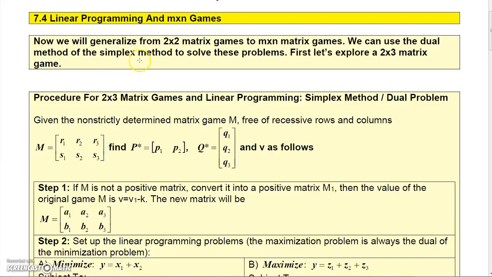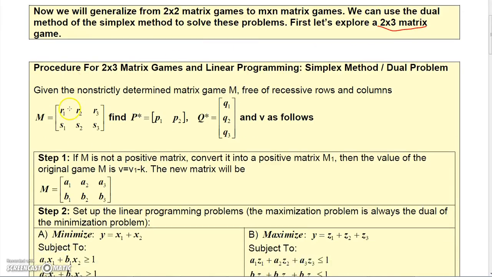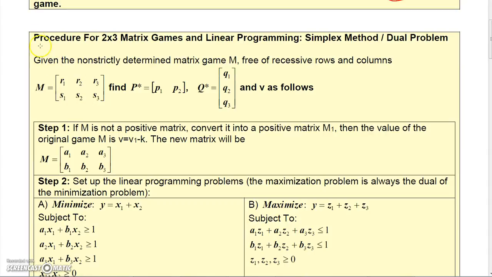Okay, now I'm going to generalize what we talked about in the previous chapter from 2x2 matrix games to m by n matrix games. We're going to start with a 2x3 matrix game. Now, the procedure for a 2x3 matrix game is very similar to the procedure for a 2x2 matrix game. But let's take a look at what we would have.